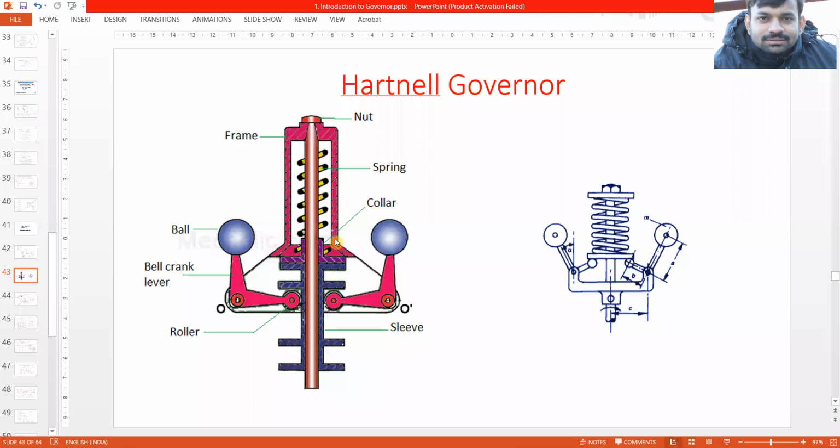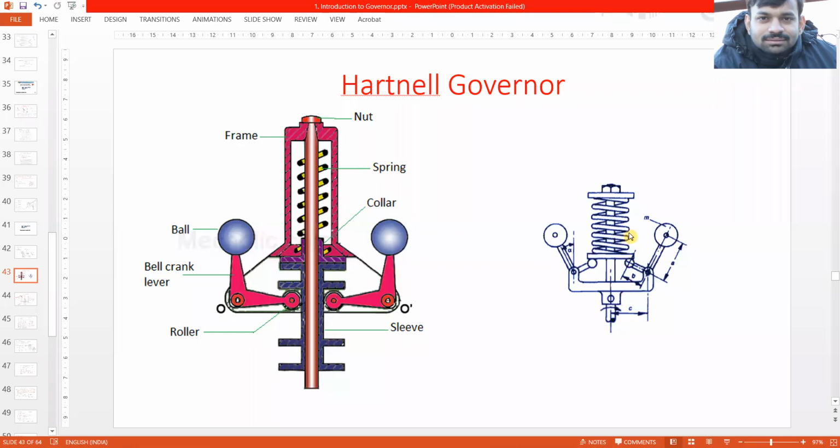As said in the previous slide, it is spring loaded. As you can see, the spring is mounted over this spindle. There is a nut in the spring with the help of which we can adjust its stiffness up to some extent. Also, there is a frame to cover the spring. Then there are fly balls. The fly balls are connected to the sleeve with the help of a bell crank lever. This is the sleeve, and the spring is mounted over the sleeve.